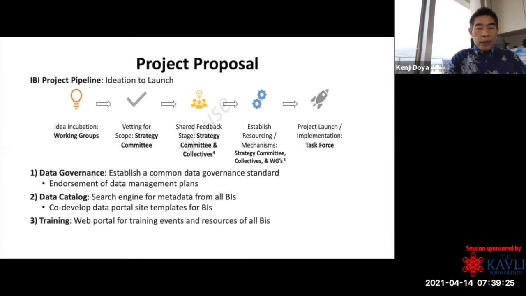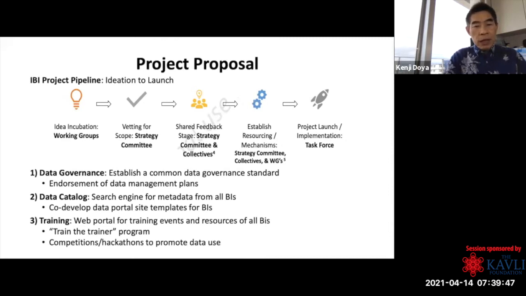And for the training side, we are going to produce a web portal about training events, possibly by utilizing INCF infrastructure, and then start a train-the-trainer program, and also start a competition hackathon to promote data usage. So this proposal is now under evaluation by the strategy committee and the funders and the other collectives of stakeholders.